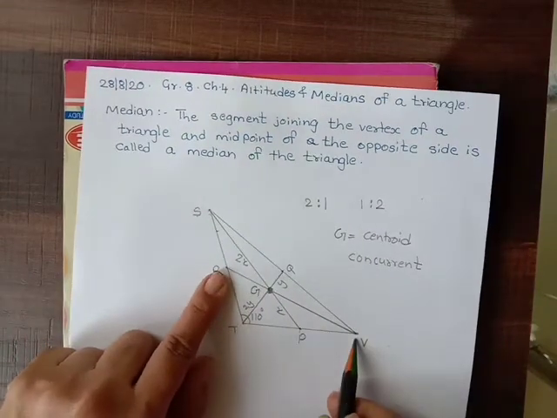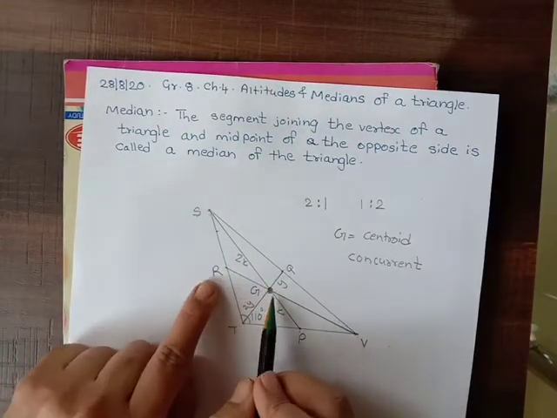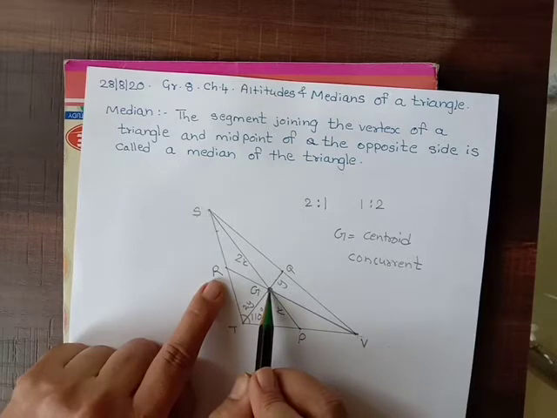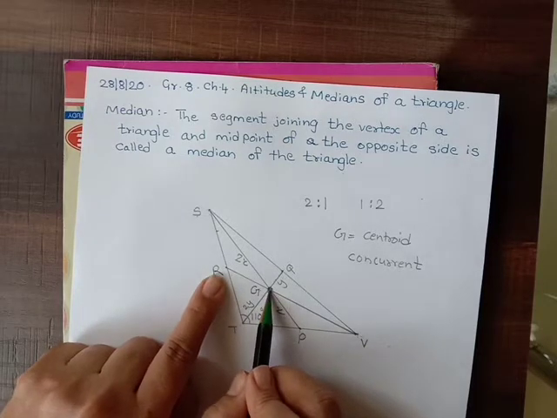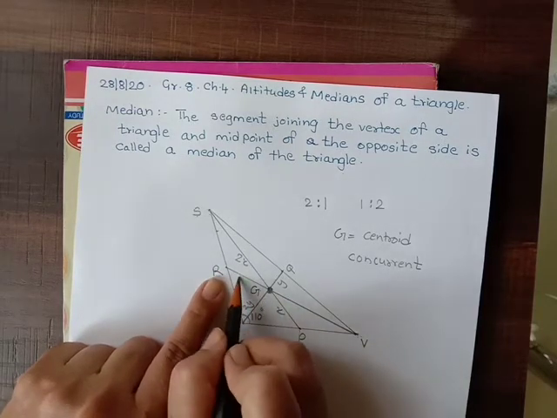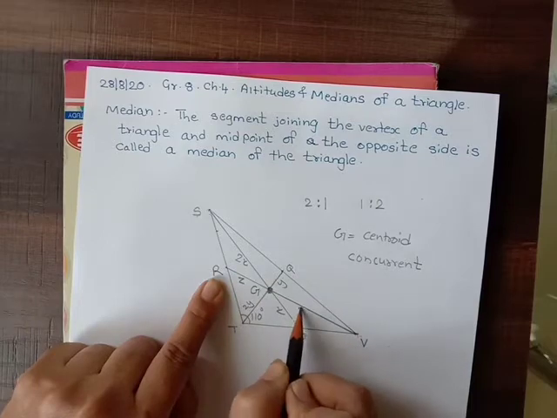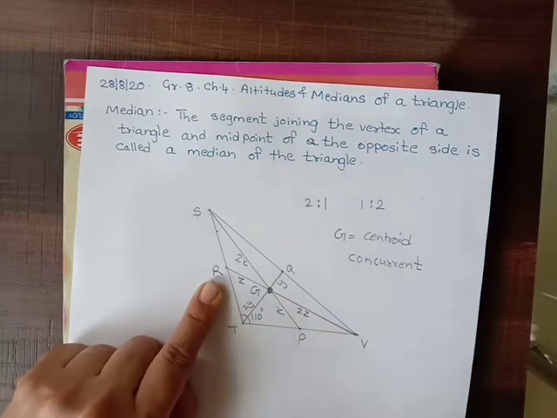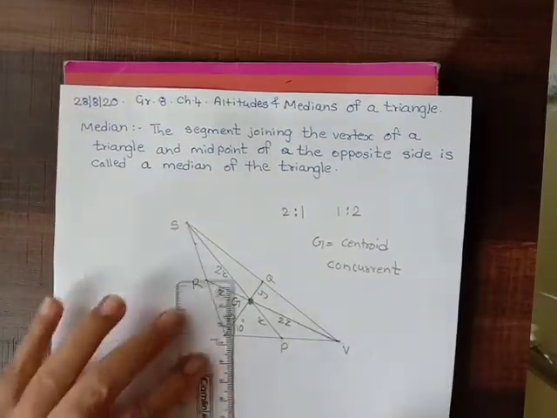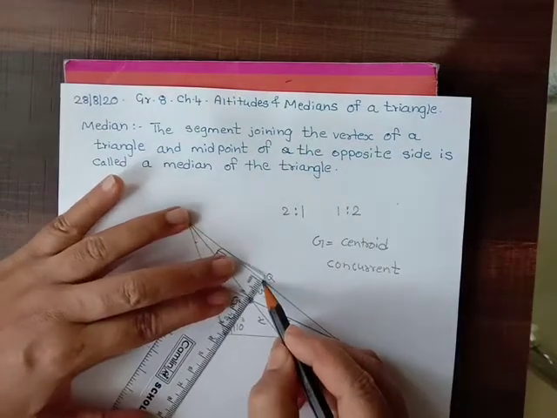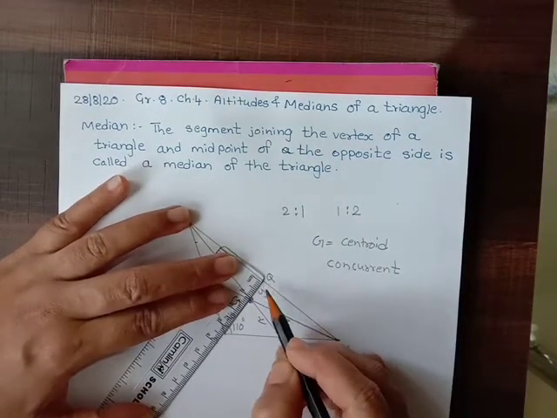In case of Rv, Gv is greater compared to Rg. So what we can have? Rg, if it is z, then Gv will be 2z. Okay, so let us calculate and check one of the sides, then you will understand.